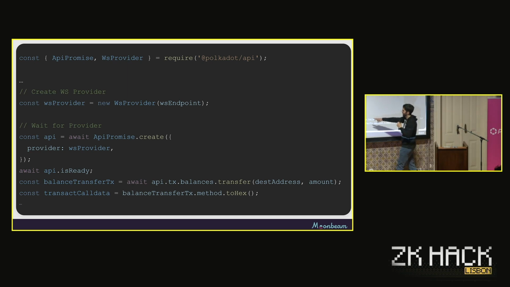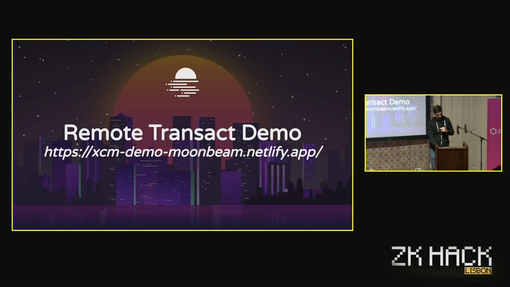You create the API, which is like the Web3 provider in Ethers, and then you put .tx because it's a transaction that you want to do, and then you put balance transfer, which is a function that you want to invoke, okay, with these inputs, right? These inputs can be anything, but basically this is what I did for this example. And then using method to hex is how you get the call data, so the bytes that represent something on Manta. And this is what you feed into the contract, basically.